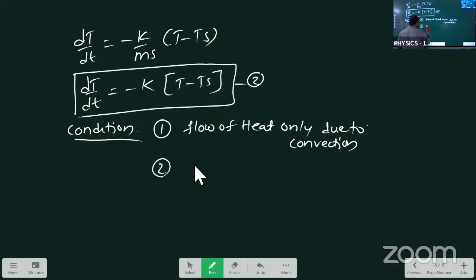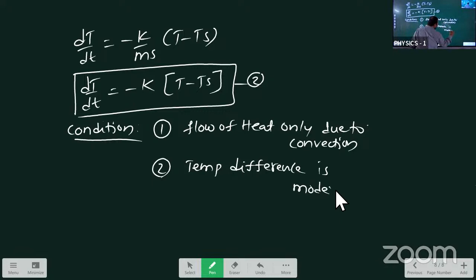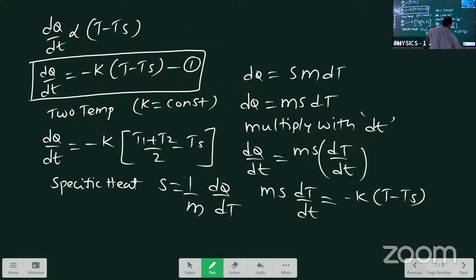Convection. I will give the explanation. What is the meaning of this one? See, two conditions: streamline flow, uniformly distributed. There are 4 conditions, but minimum 2, because 2 conditions carry 2 marks. Flow of heat only due to convection. What is the meaning of this?